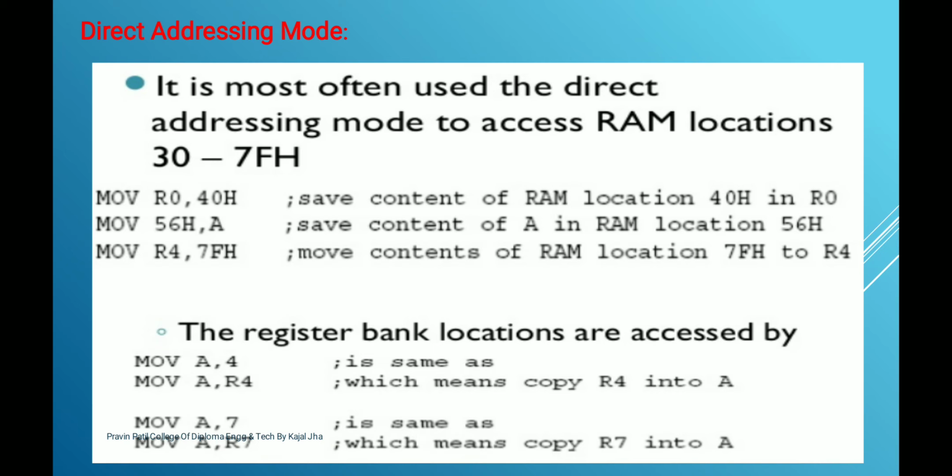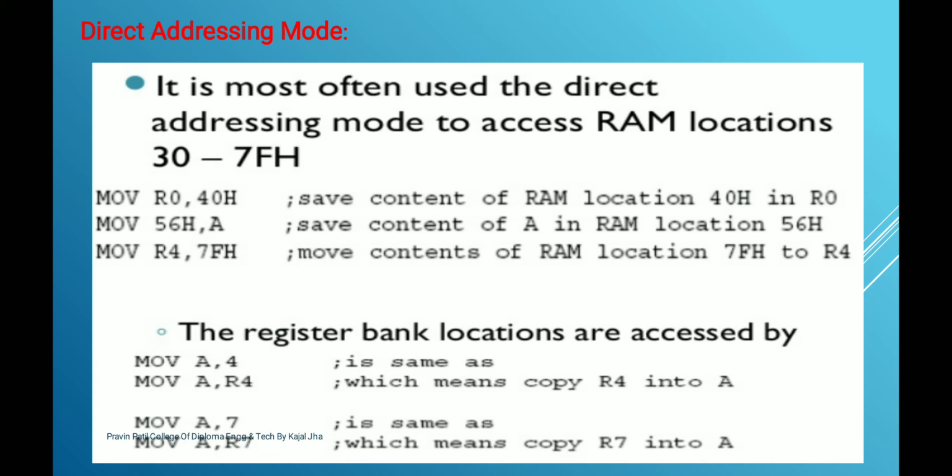Next is direct addressing mode. It is most often used to access the RAM locations from 30H to 7FH. Here, MOV R0, 40H saves the content of RAM location 40H into R0. It gives only the location, not the value.